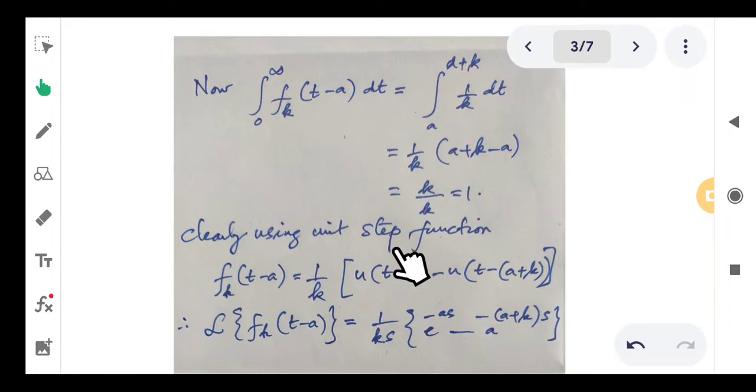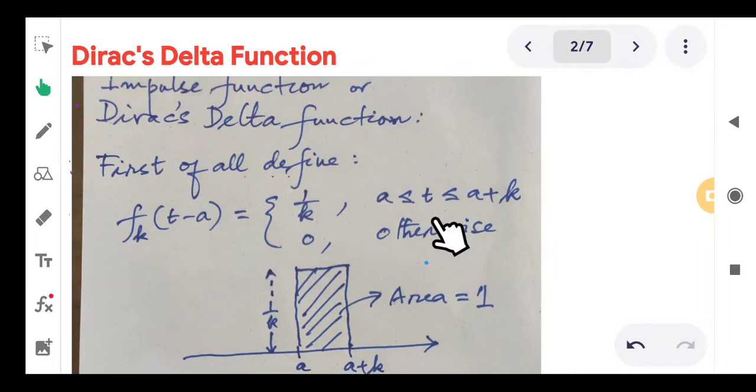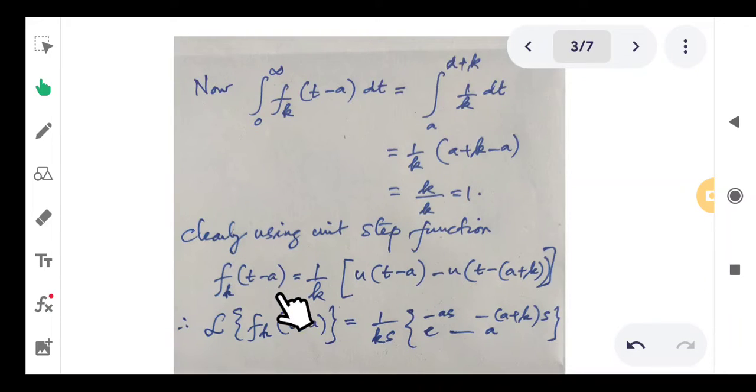Now, using the unit step function, you can write that function f_k(t − a) as [u(t − a) − u(t − (a + k))]/k. This is what we have seen in the case of a branched function. Look at this function: it has the branches 1/k and 0, so between a and a + k it has the value 1/k. It is u(t − a) − u(t − (a + k)) times the value of the function. That is how we get f_k(t − a). When you express it like this, you can easily find its Laplace transform.